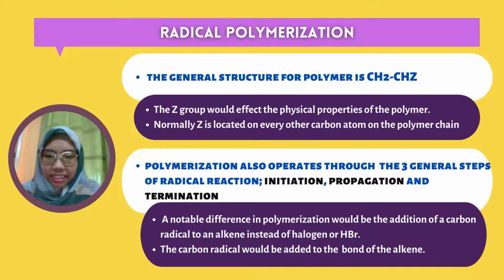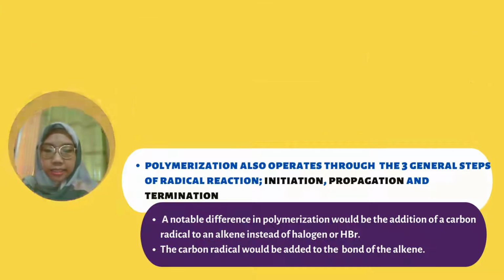Radical polymerization. The general structure for a polymer is CH2 bonded with CH-Z. The Z group will affect the physical properties of the polymer. Normally, Z is located on every other carbon atom on the polymer chain. Polymerization also operates through the three general steps of radical reaction, which are initiation, propagation, and termination. A notable difference in polymerization would be the addition of a carbon radical to an alkene instead of halogen or HBr. The carbon radical would be added to the pi bond of the alkene.